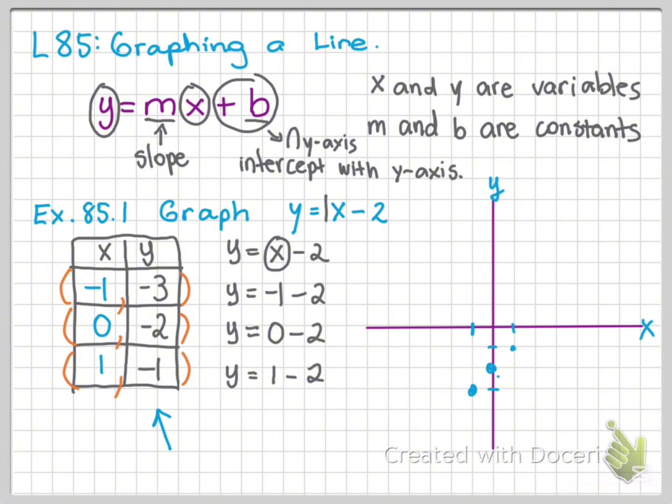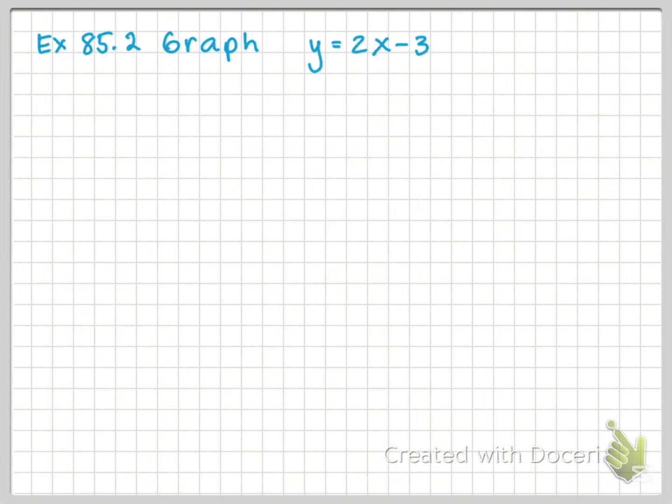If I use a ruler to connect these 3 points, I have a straight line. And that is the graph of this equation, y equals x minus 2. Very, very simple. Okay? So let's do another example, and I'll let you do it by yourself first.